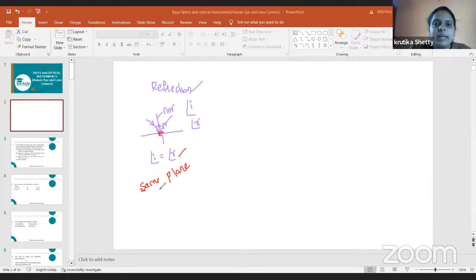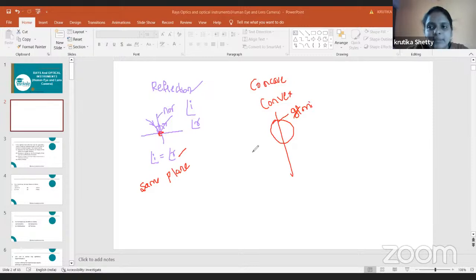Now here we have curved surfaces. What do we call curved mirrors or curved surfaces? They are called the concave mirror and the convex mirror. Suppose I have a sphere. What is this sphere made of? This is made up of a mirror here. If I cut this mirror into two parts, one part acts like a concave mirror and the other acts like a convex mirror. So what is a concave mirror and what is a convex mirror here?